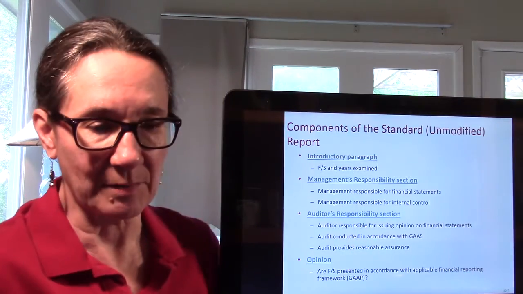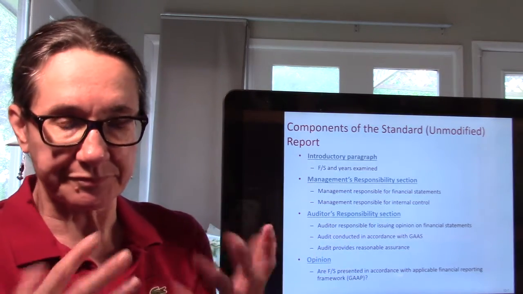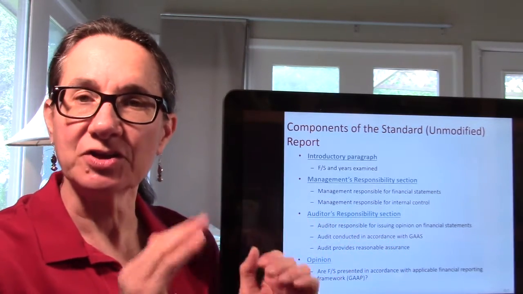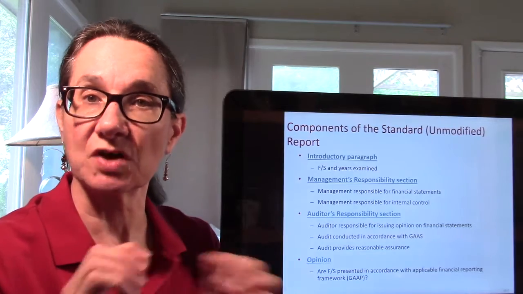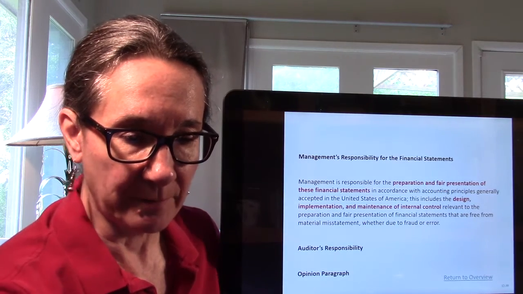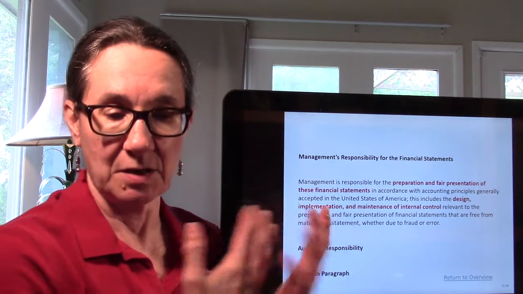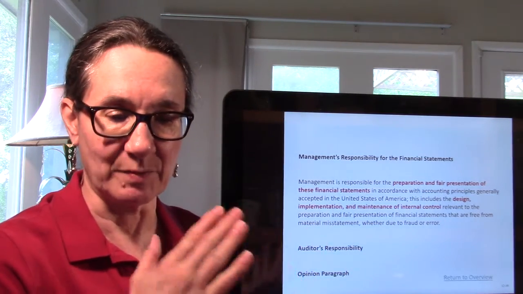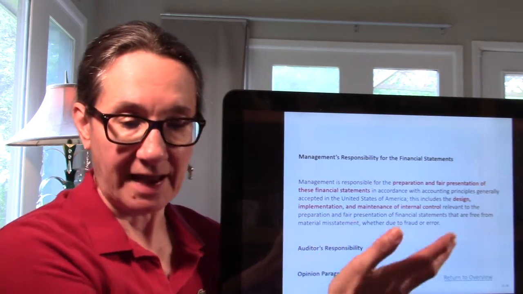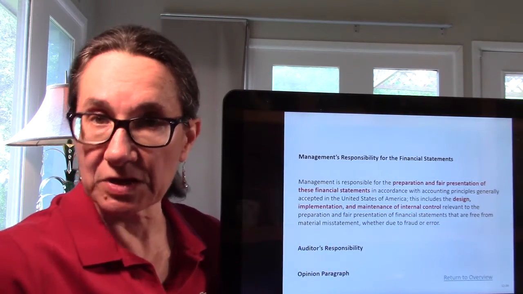Then the report will go on and talk about management's responsibility. So remember, you're the auditor. You're not responsible for what goes on at that company. You didn't even prepare the financial statements. You just audited them. So there's going to be a section that shows that you are not responsible for what management is. Management is responsible for them, for the preparation and fair presentation in accordance with GAAP or maybe IFRS or whatever framework this company uses.